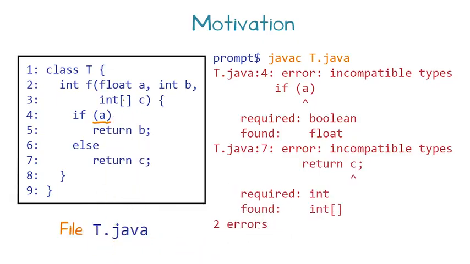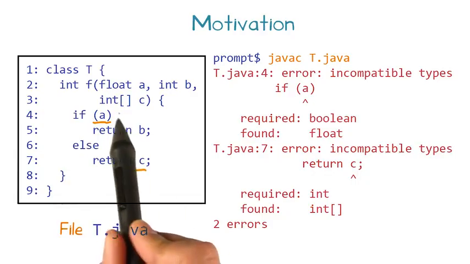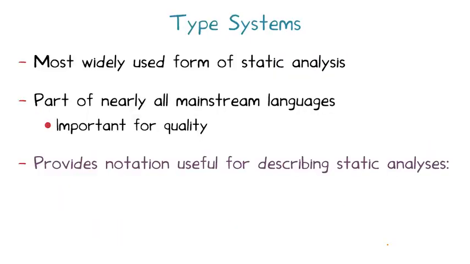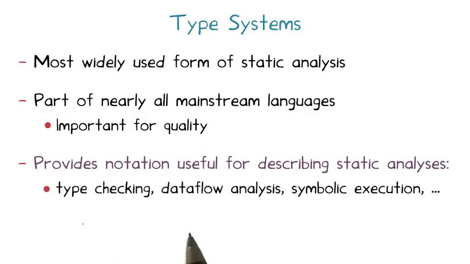The second error states that the return result c of the function f on line 7 is expected to be of type int, since the specified return type of function f is int, but it instead has type integer array. Java's type system prevents logic errors like these, which could cause the program to produce undesired results. Besides being a static analysis in their own right, type systems also provide notation, which is useful for describing a variety of static analyses, such as type checking, data flow analysis, symbolic execution, and more.